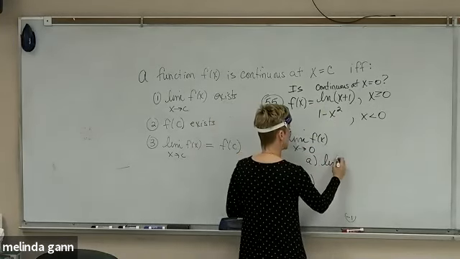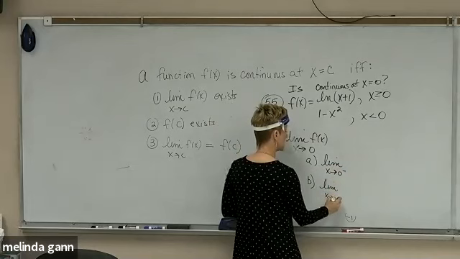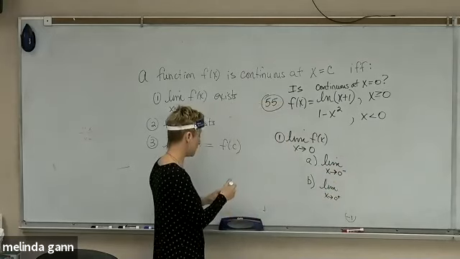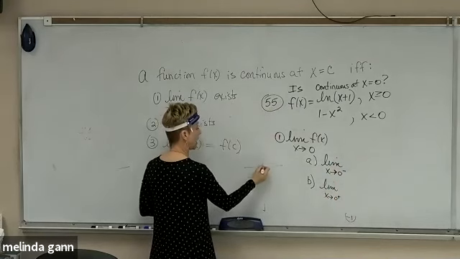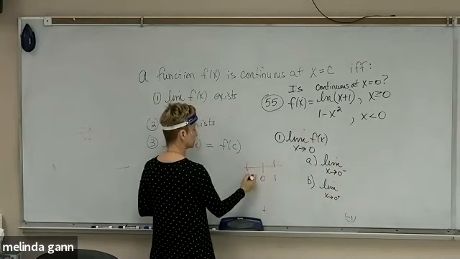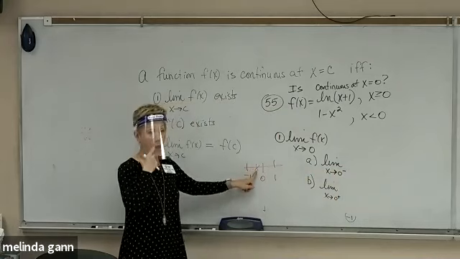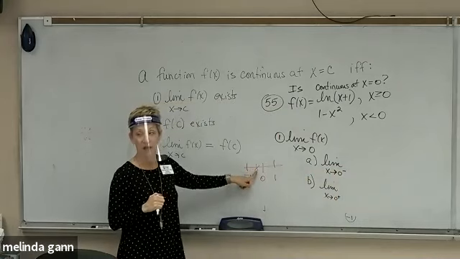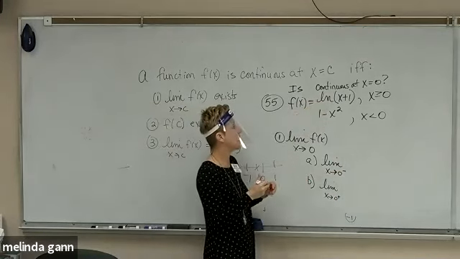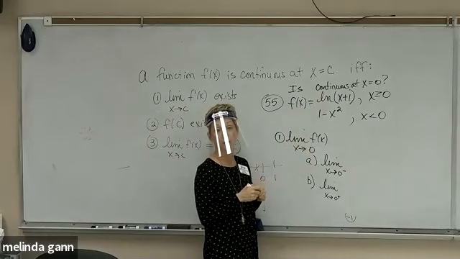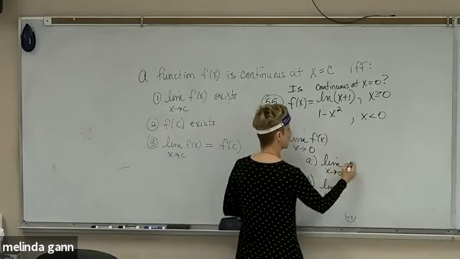Now, what do I mean by that? I'm going to have to approach 0 from the left side, and then I'm going to have to approach 0 from the right side. Now, if you're a visual learner, you may need to, in your mind or on paper, think about a number line. If I'm on the left side of 0, that means I'm over here. Am I bigger than 0 or smaller than 0 if I'm on the left side? Smaller. Okay, which piece do I use when x is smaller than 0? The top one or the bottom one? The bottom one. So now I've got to put in 1 minus x squared right here.